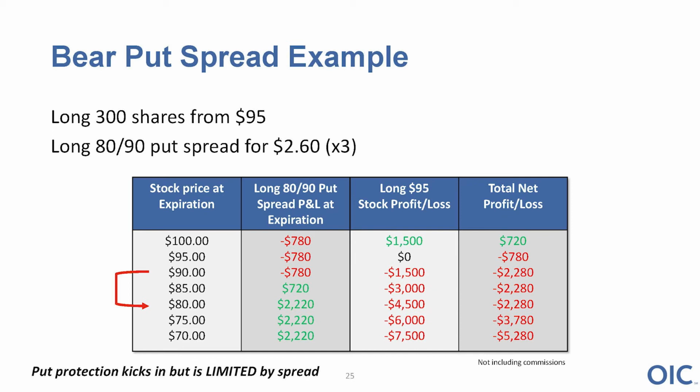Below 80, we start losing 1-for-1 on our shares again, so we have no protection. If the stock goes to 70, you can see that we lose $7,500 on our stock, and we're going to make $2,220 on our put spread for a net loss of $5,280. Below 80 is where that protection really ends, because we sold that 80 put short. So we just have limited protection between 90 and 80. But on the flip side, we have limited protection, but we didn't pay as much for those puts.